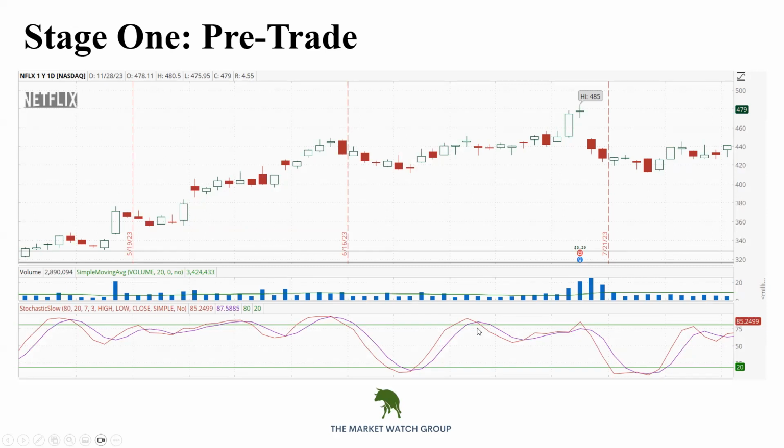Stage 1 pre-trade. You can see, I thought I was going to be able to mask the stock. I didn't have time. It's Netflix. Doesn't matter. What's happening? They got earnings. What happened on earnings? They were disappointing. And this thing sold off and continued to sell off. And it broke all the way down to this previous support level back here. And you can see that as it hit this previous support level here, it bounced back up.